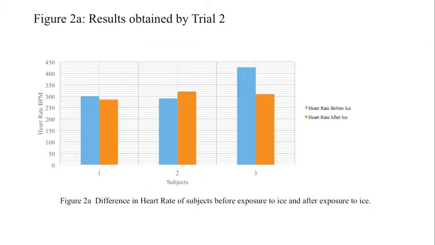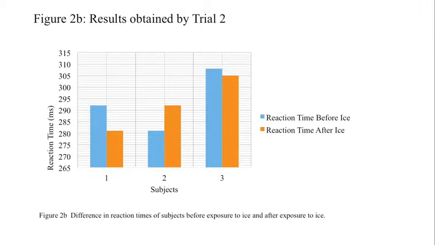Now, for figure 2A and 2B, we're going to be talking about the results obtained by trial 2. So again, the blue bar represents before ice and the orange bar represents after ice, and subject 1 is still the control group. So in figure 2A, which is showing the heart rate before and after ice, the heart rate increased for subject 2 and decreased for subject 3. Here in figure 2B, the reaction time increased for subject 2, but it decreased for subject 3.